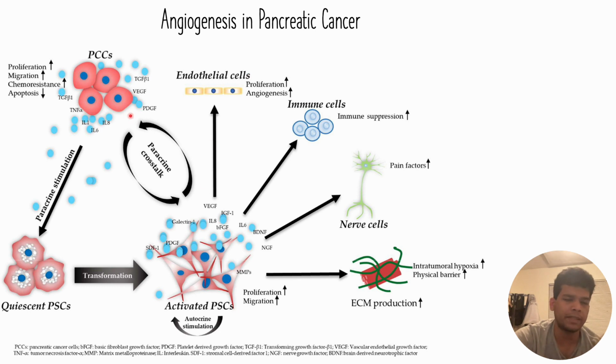The activated PSCs help in angiogenesis at the endothelial cells, so that the blood supply to these tumor cells will continue to exist, and that can help in the transport of the nutrients that are essential for cell survival. At the same time, these activated PSCs will also help in immune suppression.